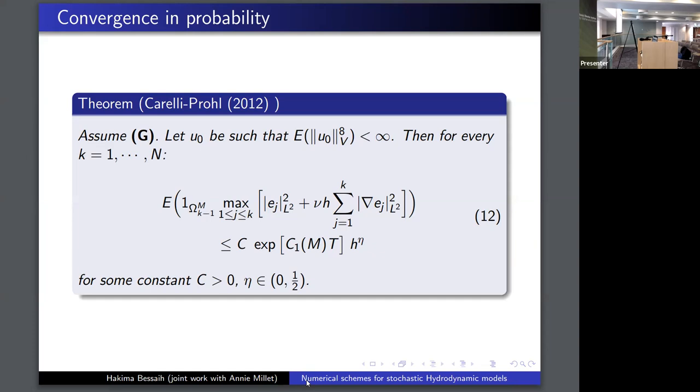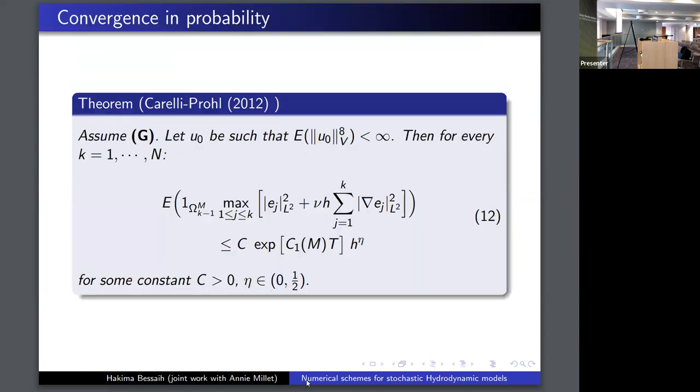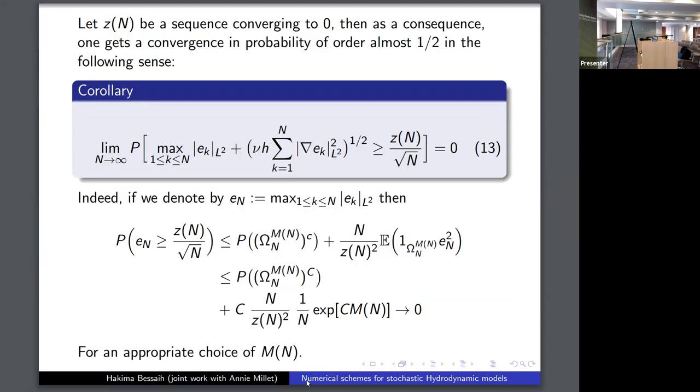Dodson did a better job of getting 1/2 minus, okay? So they also got a localized error, and it was 1/2 minus, Dodson. Okay, so as a consequence, in fact, with Annie, we did a little bit better, by the way. We did a little bit better for convergence in probability. We got 1/2 minus, and we had stronger conditions on the initial condition.